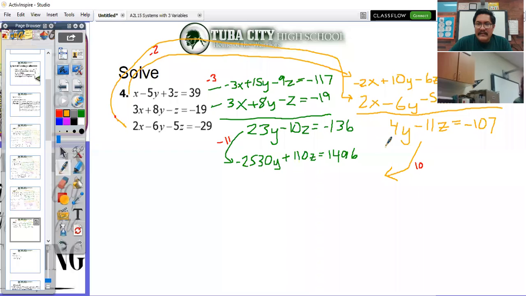All right, now I got to multiply this whole thing by 10. So multiplying it by 10, I get 4 times 10. Okay, that should be 40. Seems kind of small for such a small number. I don't know if this is going to work out. I better pay extra close attention. And that should be opposite of 110. And this should be negative 1070.